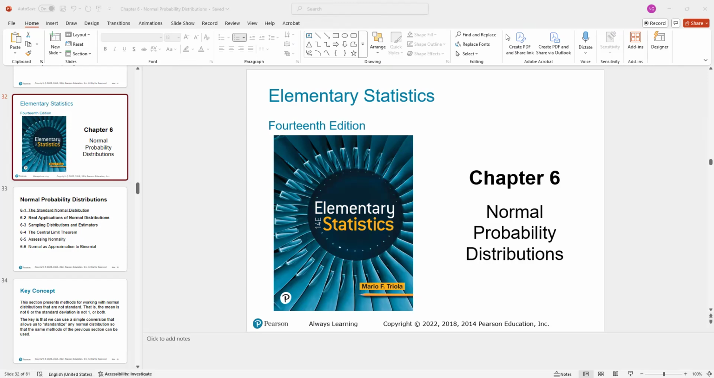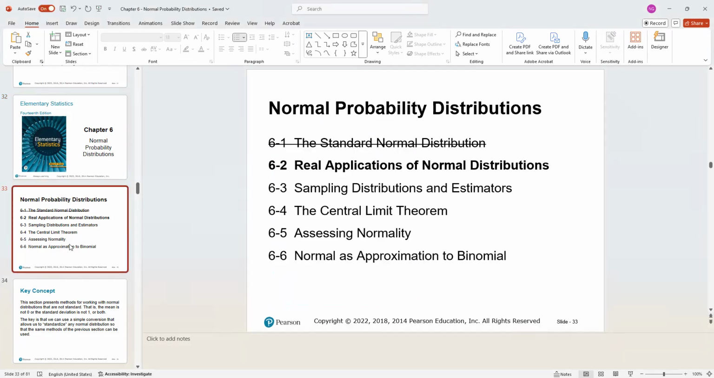In this video, we're going to continue with chapter 6, normal probability distribution. If you missed the first section where we do a brief introduction of standard normal distributions, I strongly advise you to go back and watch it. In this video, we will focus most of all on section 6.2, real applications of normal distributions.